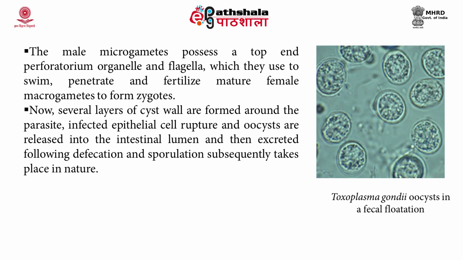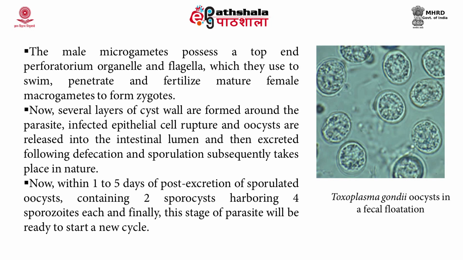Infected epithelial cells rupture and oocysts are released into the intestinal lumen and then excreted following defecation, and sporulation subsequently takes place in nature. Within 1 to 5 days post excretion, sporulated oocysts containing 2 sporocysts harboring 4 sporozoites each are formed, and finally this stage of the parasite will be ready to start a new cycle.